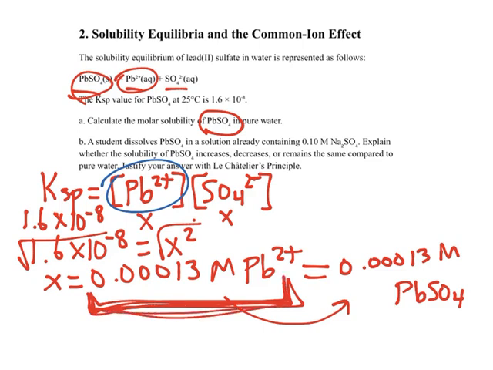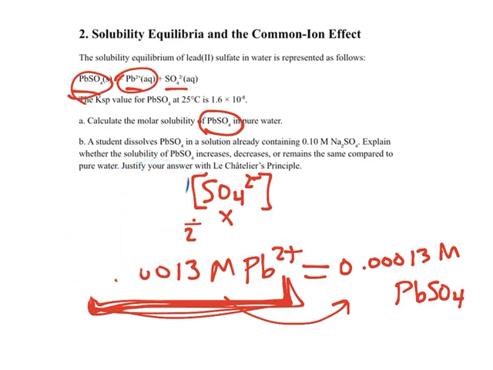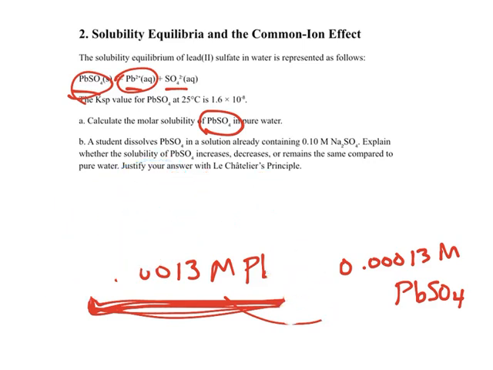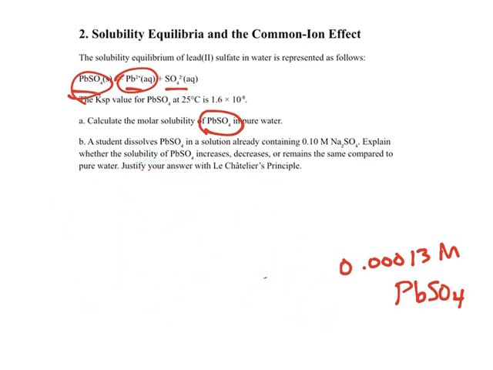So let's clear out some of this junk here. I'll leave this number here. We might need it for the next question. And part B says a student dissolves some PbSO4 in a solution that already contains 0.1 molar of Na2SO4. Explain whether the solubility of the PbSO4 increases, decreases, or remains the same compared to pure water. Justify your answer with Le Chatelier's principle.